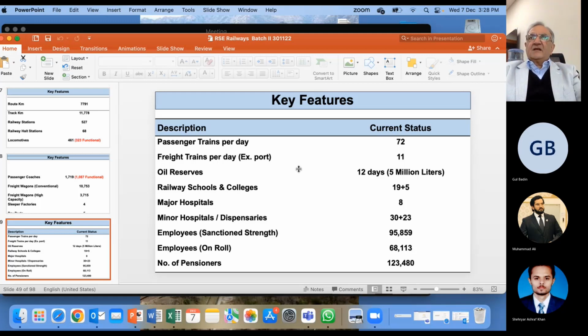This is the same case with airlines. PIA has the most employees per aircraft in the world. It is God's grace. So in the same way, now we can easily reduce.